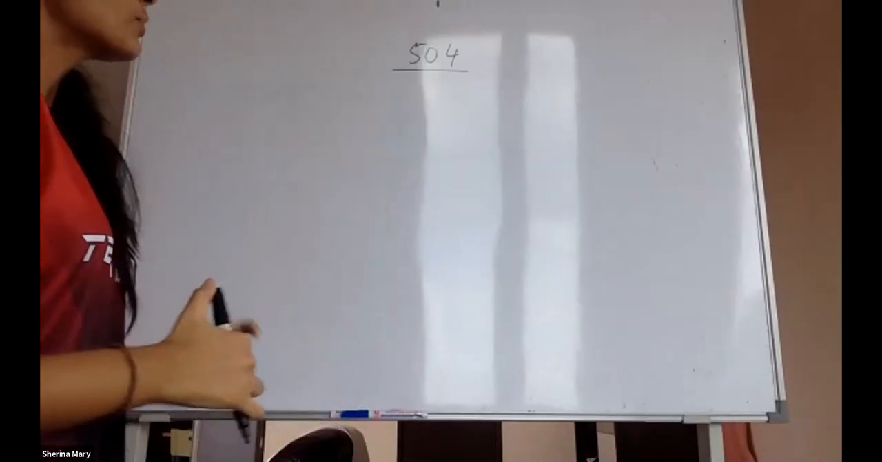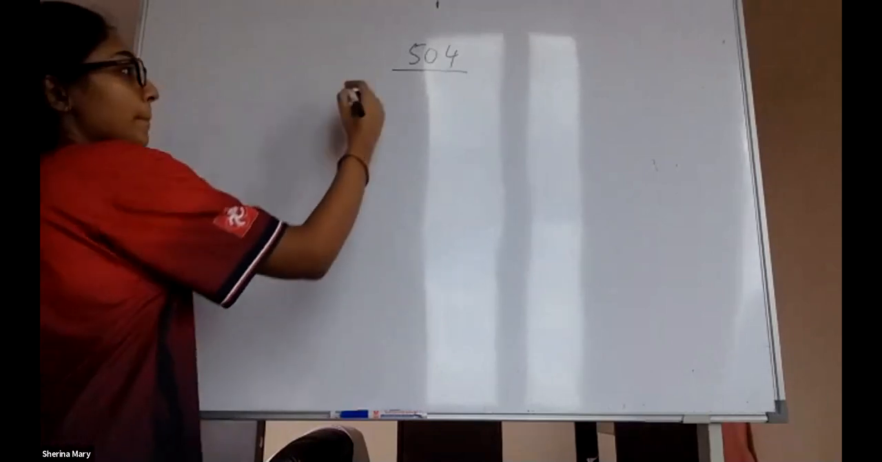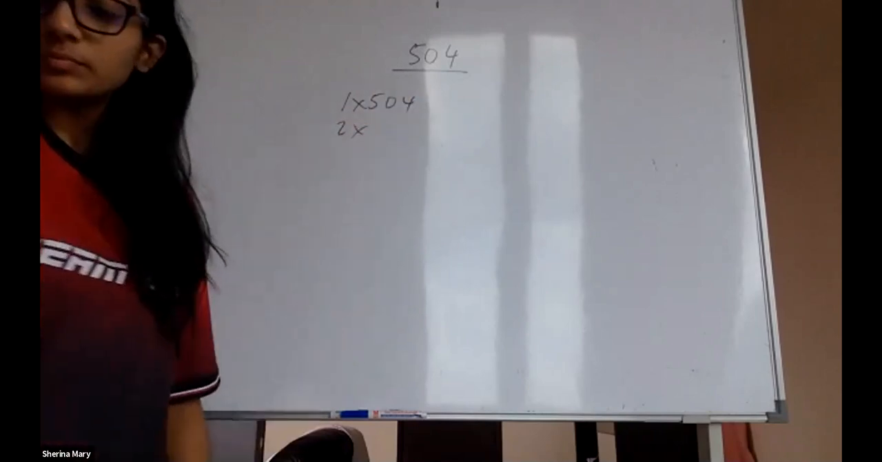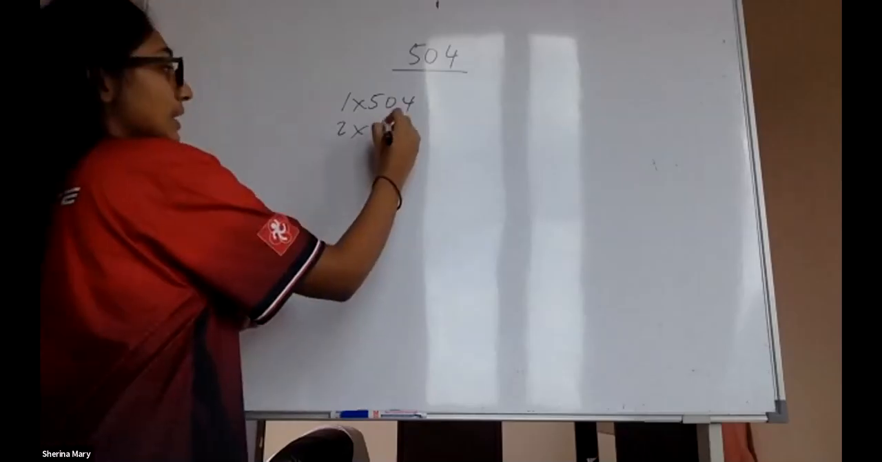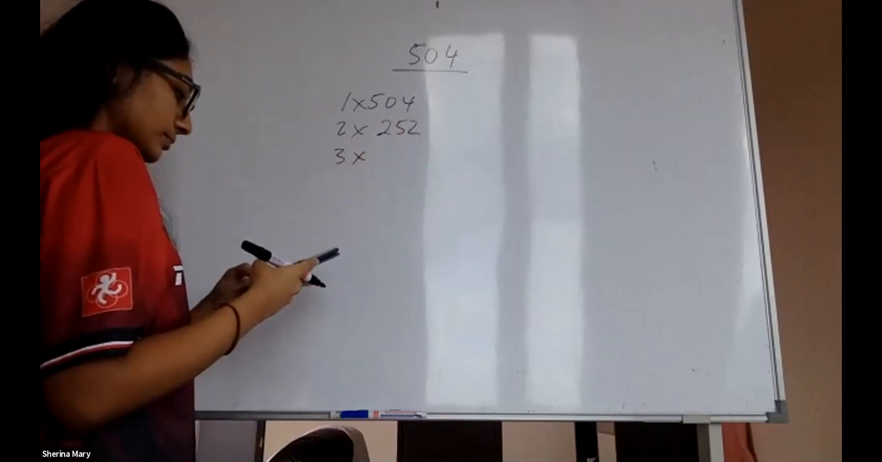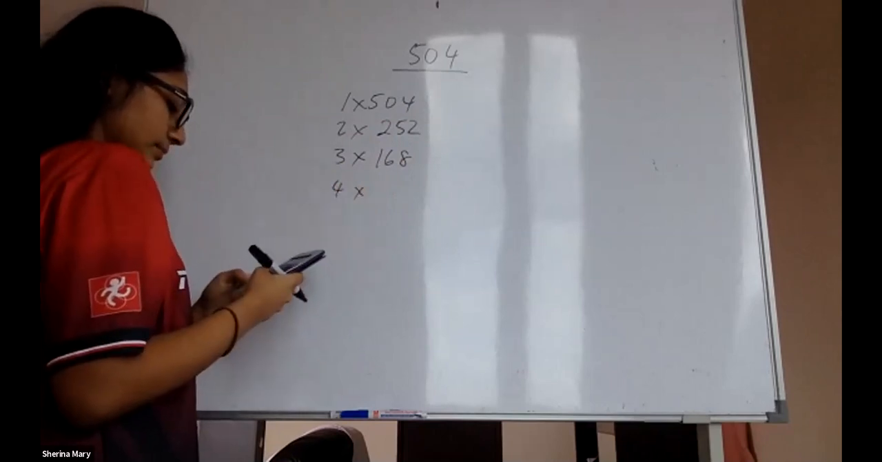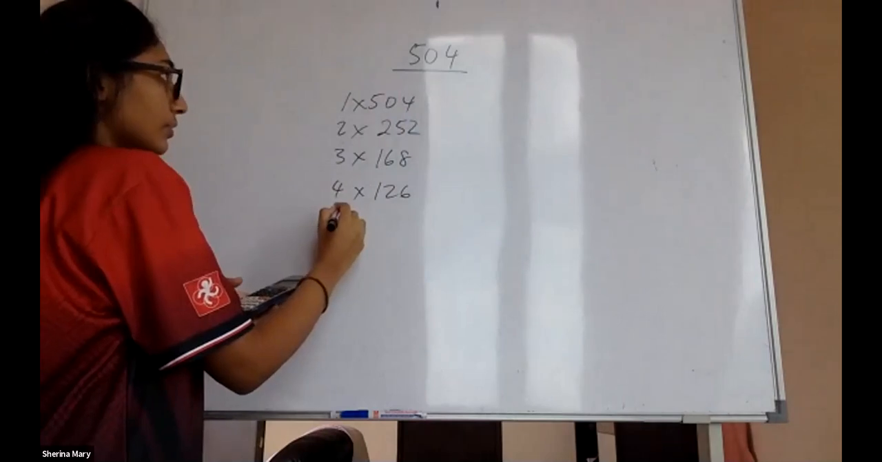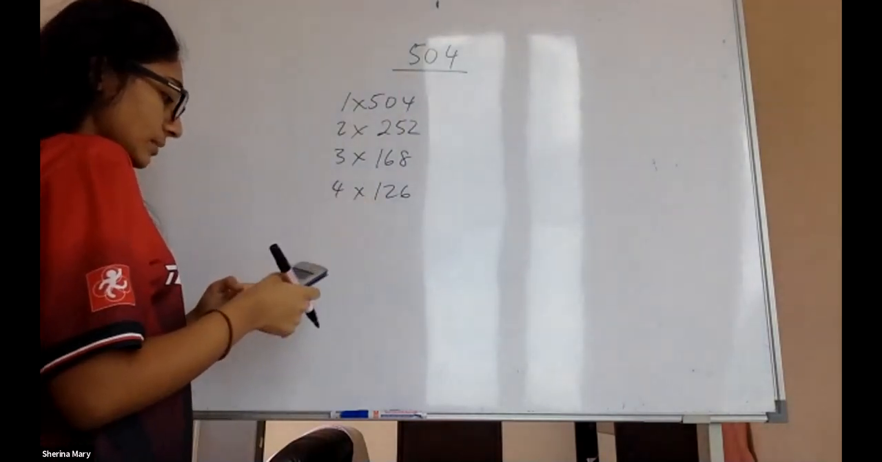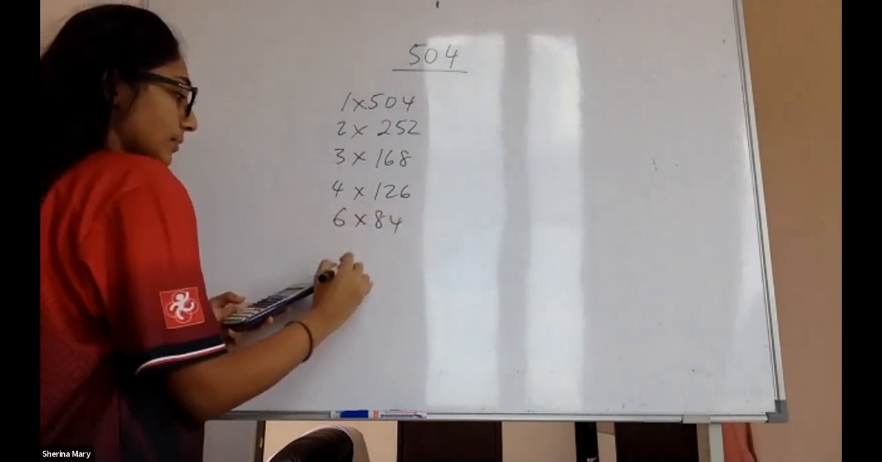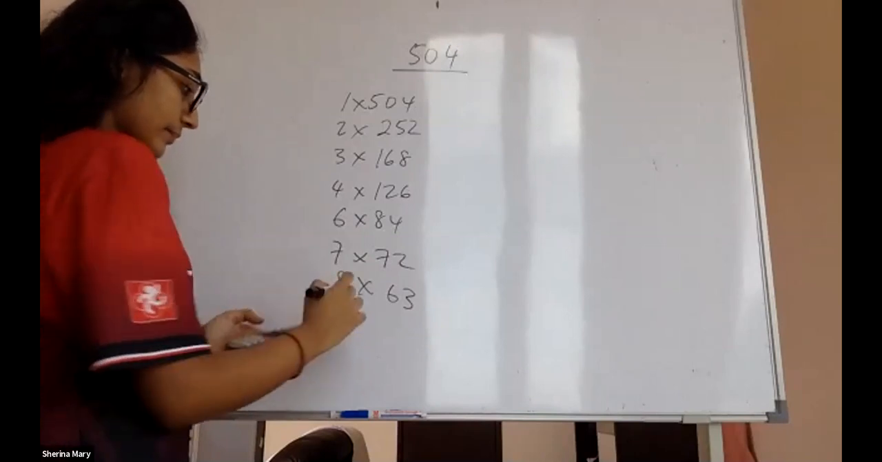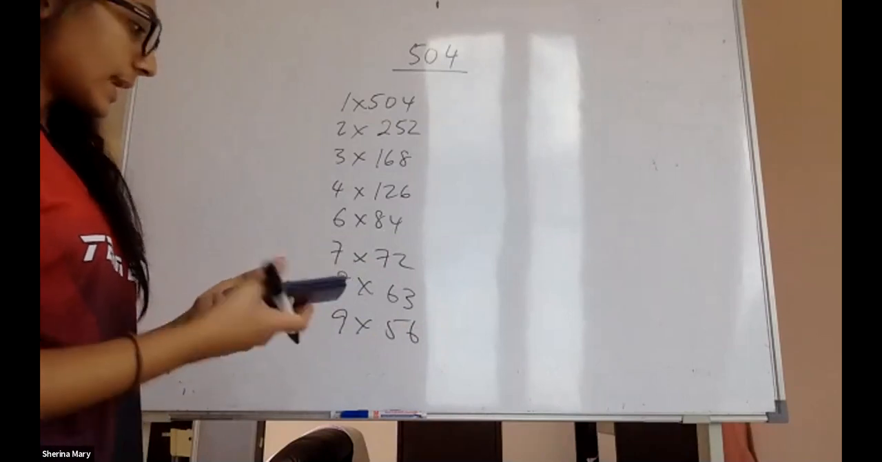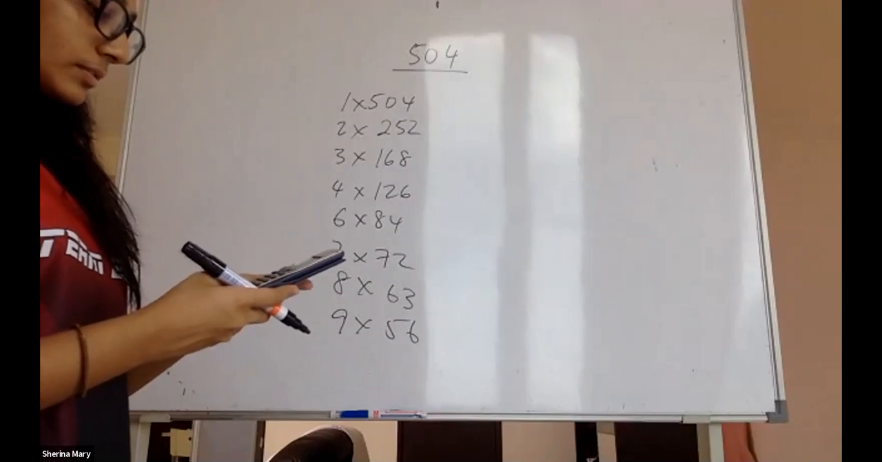Okay, wait, we look at 25 first. So 504, the factors of 504. 1 times 504, 2 times, what is 504? 3 times what is 504? 168. 4 times 126. Basically, I'm saying what times what will give me 504. So I start from 1. 1, 2, 3, 4. 5, no, because it will give me a decimal. 6 times 84. 7. Can you use the ladder? 10 cannot, will give you a decimal. 11 also cannot. 12.